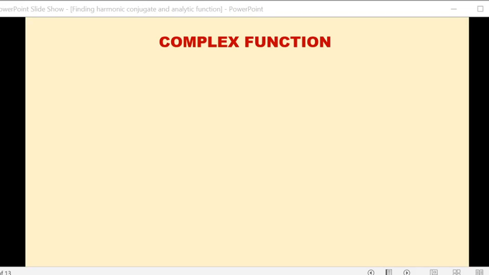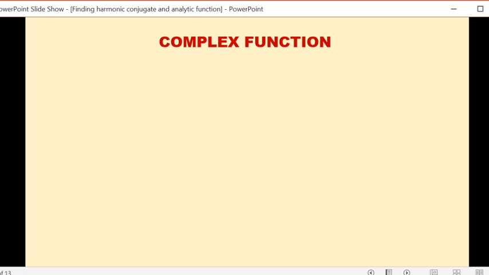Alright, so let's begin with today's topic. Now we are seeing the topic on complex function. Till now we have seen the definition of what is called an analytic function, and we have seen two types of problems based on this.